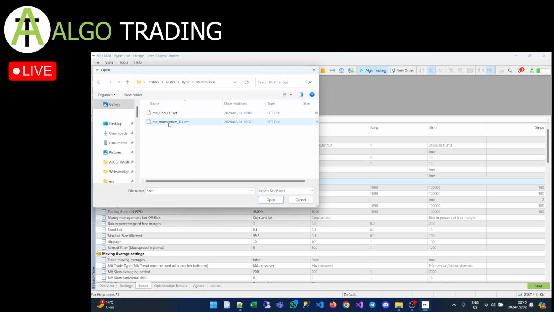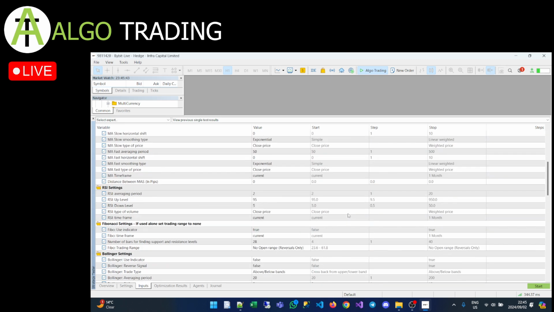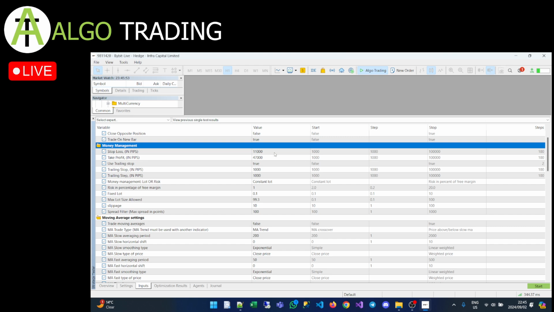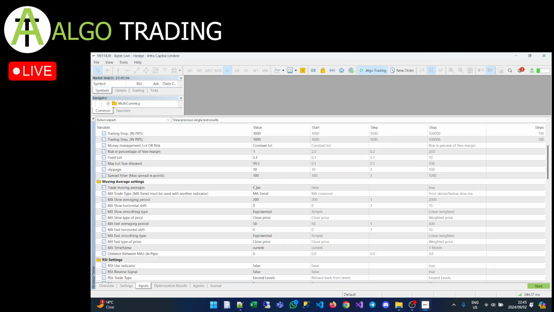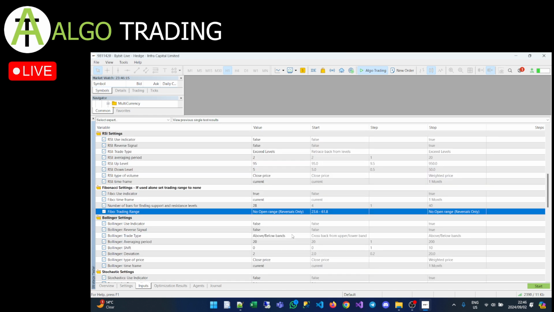Let's go into BYBIT, multifarious, and let's do the Fibo one. So what we're seeing here is that we are using the Fibonacci sequence. So you could see the stop loss. I've already optimized to get the best stop loss, the best trailing. We're not using moving average. We're not using anything other than the Fibo. So for the Fibo range, we're just using reversal. So if the price is below the 23.6, it's going to open a buy trade. If it's above the 61.8, it's going to enter a sell trade. So basically, we're looking at extreme oversold and overbought conditions.